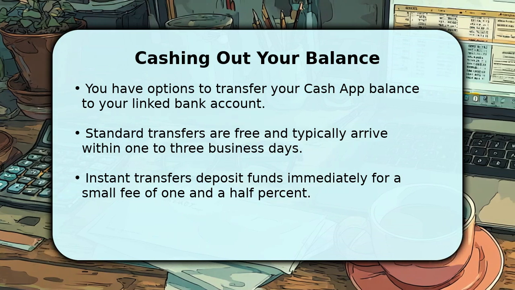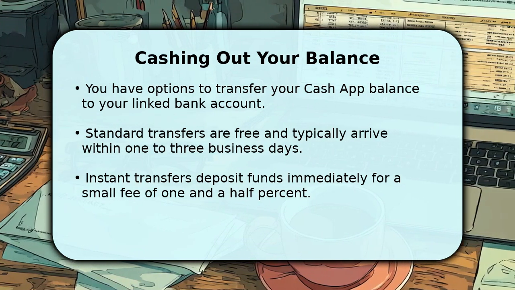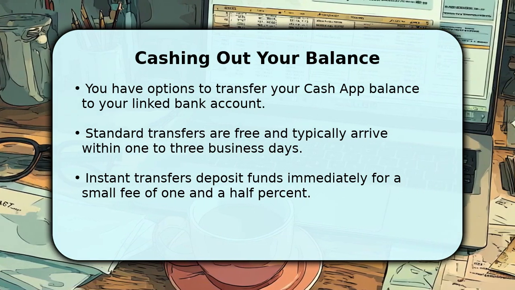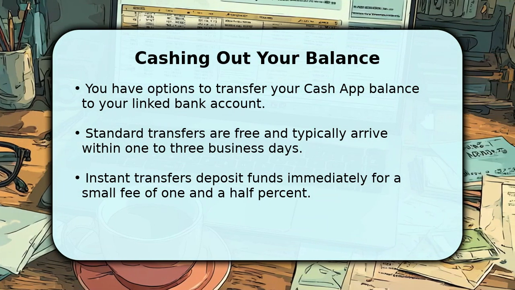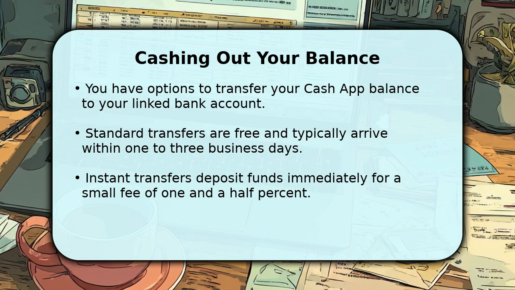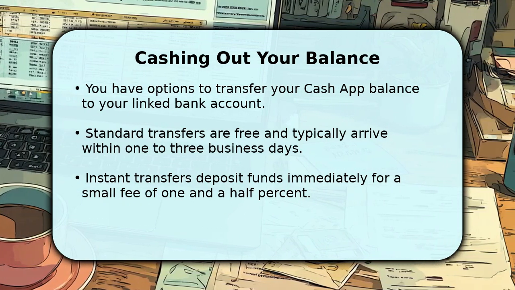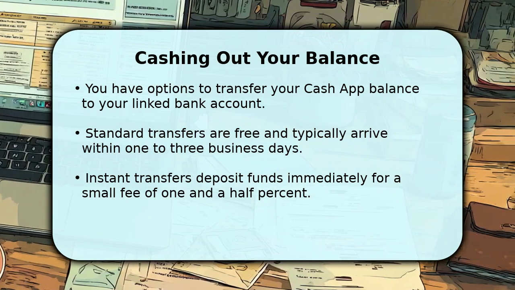You have two primary options for cashing out your funds. The standard transfer method is completely free of charge and typically takes between 1 to 3 business days for the money to appear. For immediate access, choose the instant transfer option. This instant service incurs a small fee, which is 1.5% of the total amount being transferred. Your money will arrive in seconds with this method.